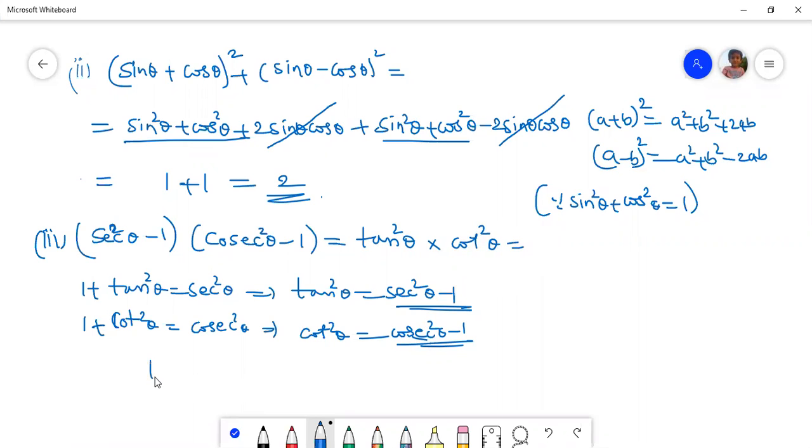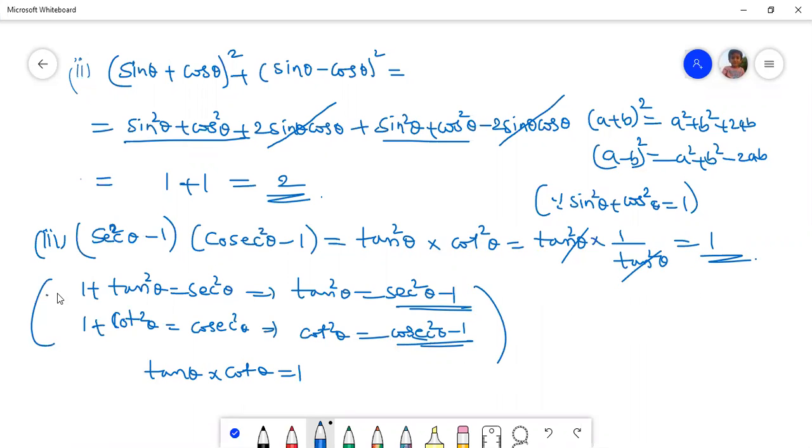We know that tan theta into cot theta equals 1. Why? Because tan square theta into 1 by tan square theta, the tan square theta cancels, and it is equal to 1. By applying the identities, we get the simplification of secant square theta minus 1 into cosec square theta minus 1 is equal to 1 only.